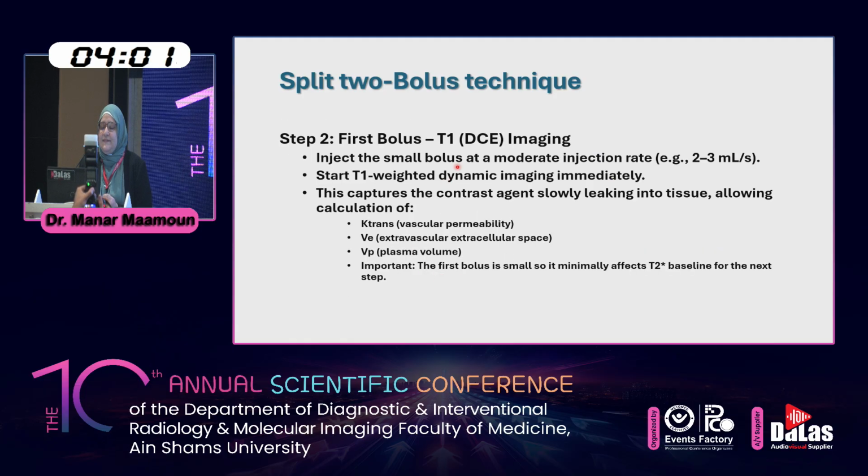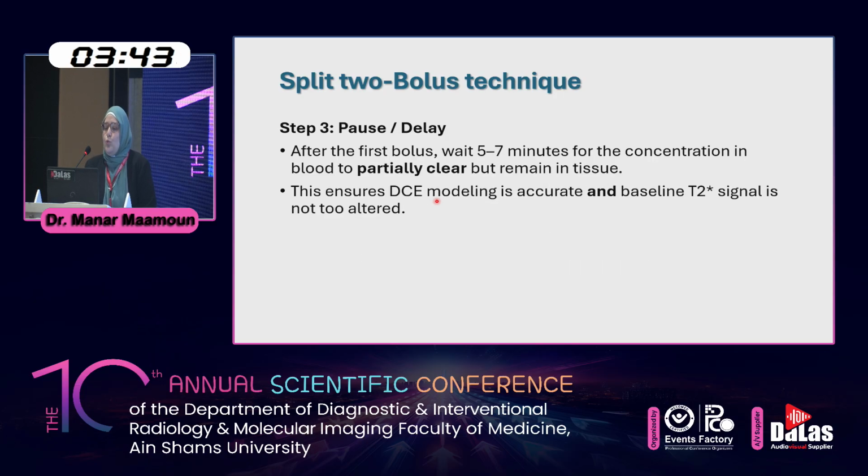We start with T1 images, and I'll say why we use this method. We inject a small dose with a moderate injection rate, just 2 to 3 milliliters per second. This technique takes about 5 minutes, okay? Then we should have a pause or a delay of 5 to 7 minutes. Of course, we do not leave the patient on his own, and we use this delay to acquire other sequences like T2 images and DWI.